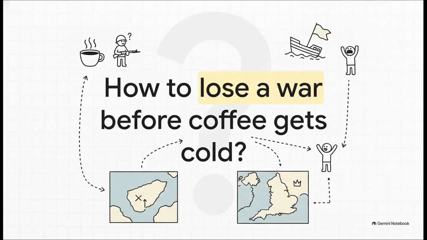Which brings us to the ultimate question. How do you lose a war before your coffee even gets cold? This right here is our payoff promise. We're going to learn the completely absurd history of this 1896 conflict, and at the exact same time, we're going to reverse engineer how to animate it into a viral, oversimplified style explainer. So you're getting compelling history and top-tier digital storytelling strategy all rolled into one.